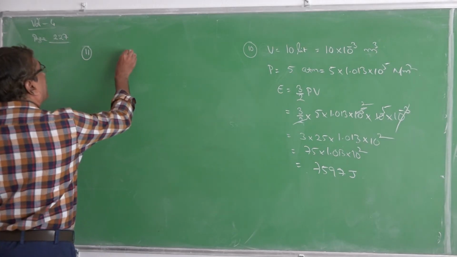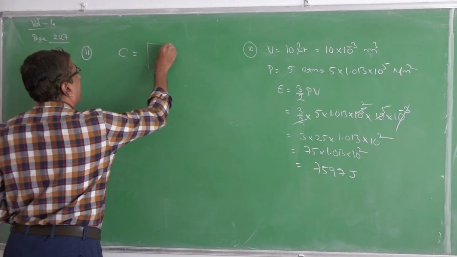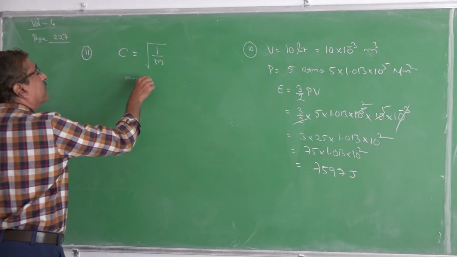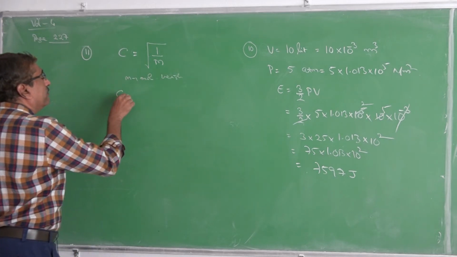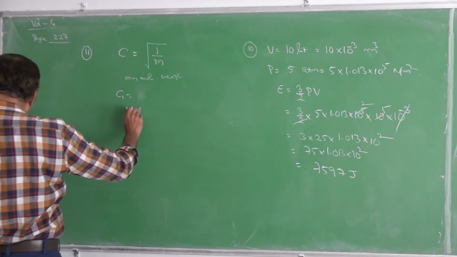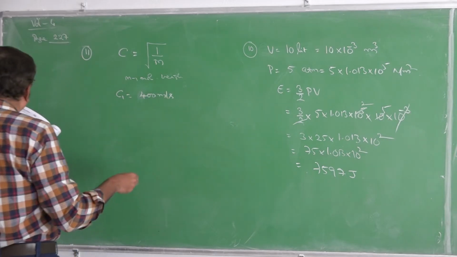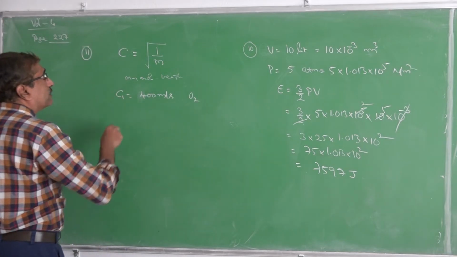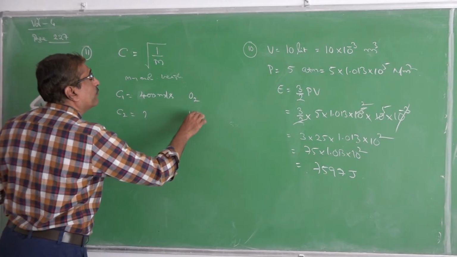So, you remember that RMS velocity is proportional to square root of 1 by M, where M is molecular weight. So, good, remember this one. Given C1, that is for oxygen, it is 400 meter per second at a particular temperature. Similarly, at the same temperature we have to calculate C2 for H2.